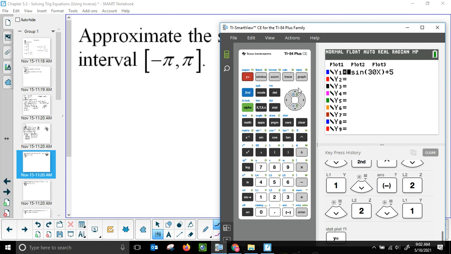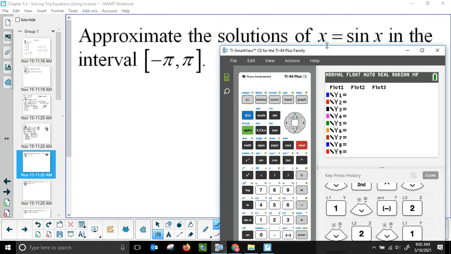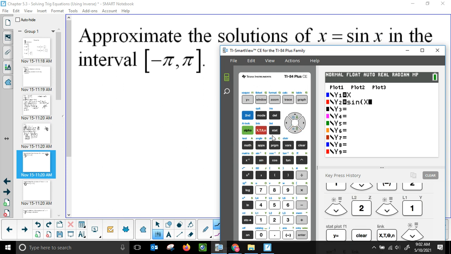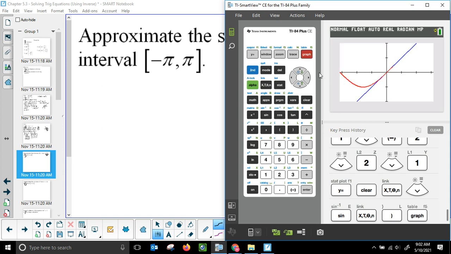Now in my y equals, I'm going to put in y1 whatever's on the left-hand side of my equal sign, in this case just x. In y2, I'm going to put what's on the right-hand side of my equal sign, so in this case sine of x. I've already set up my window, so when I graph this, it should give me some nice stuff going on here. So how do we know where these two things are equal to each other? Where they intersect, absolutely. So we can use our calculator here.